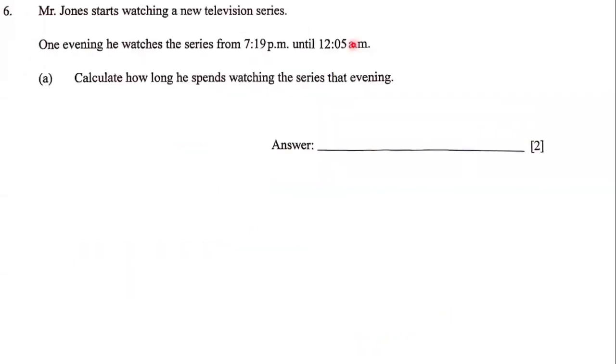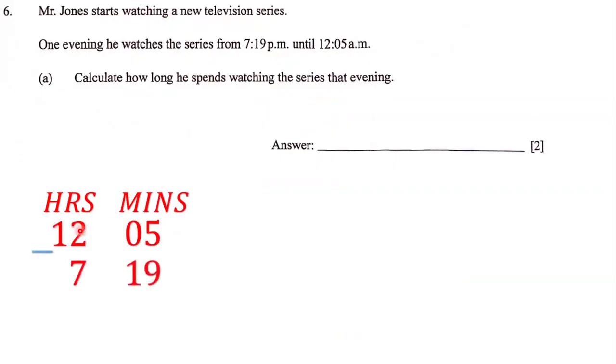Okay, moving on. It says Mr. Jones starts watching a new television series. One evening, he watches the series from 7:19 p.m. until 12:05 a.m. Calculate how long he spends watching the series that evening. And so here we're going to subtract. Notice that we have 12:05, and we're going to subtract that with 7:19. Okay? And so what we have here is 12:05 minus 7:19.